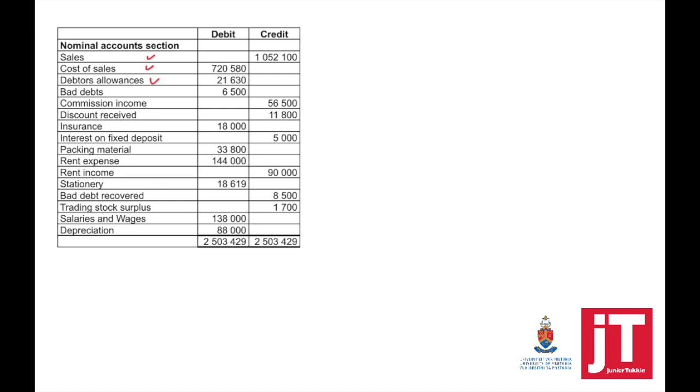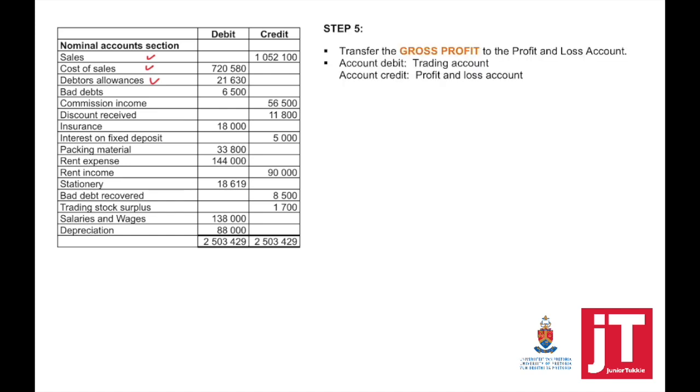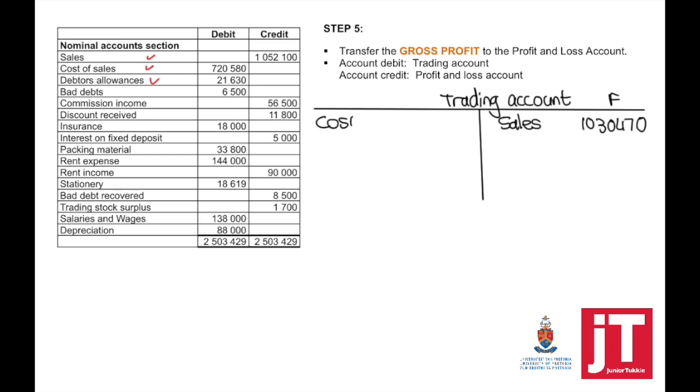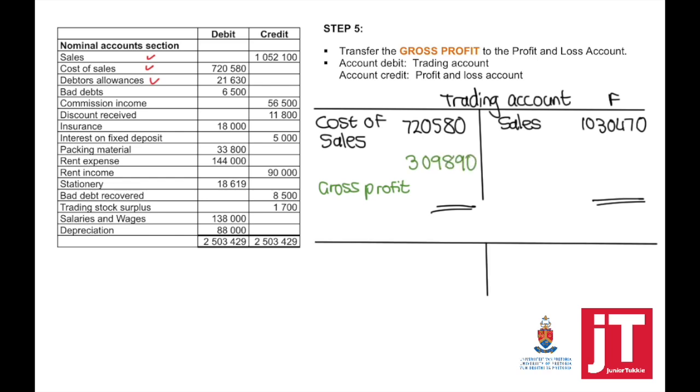Step number 5, we need to take the gross profit to the profit and loss account. So to take the gross profit to the profit and loss account, it means that my trading account is going to be debited, account credited, profit and loss account.